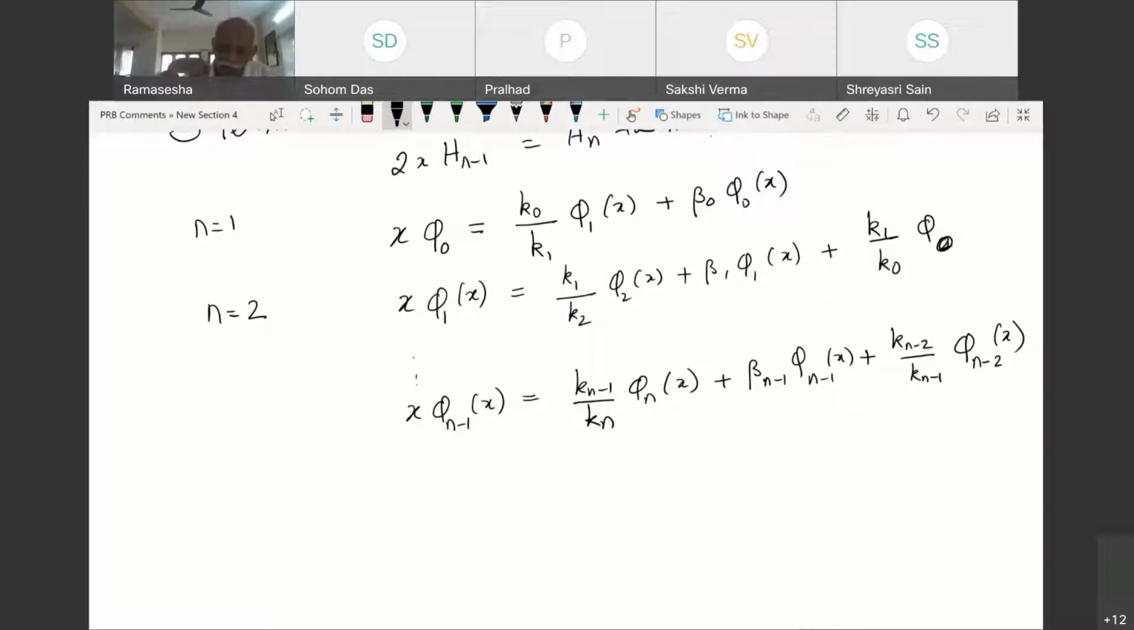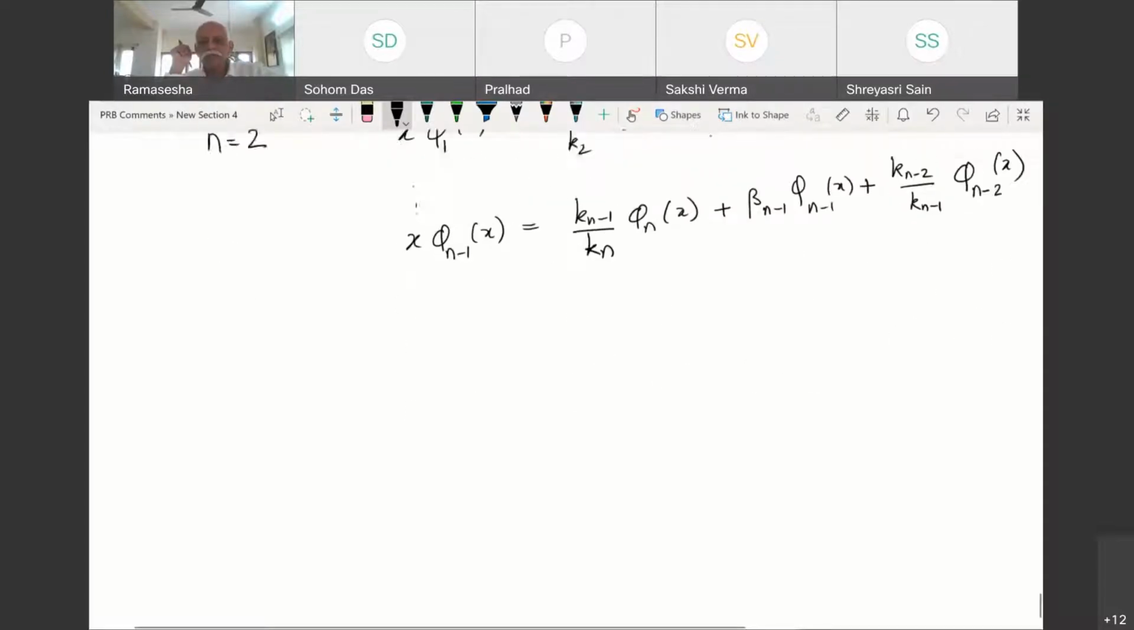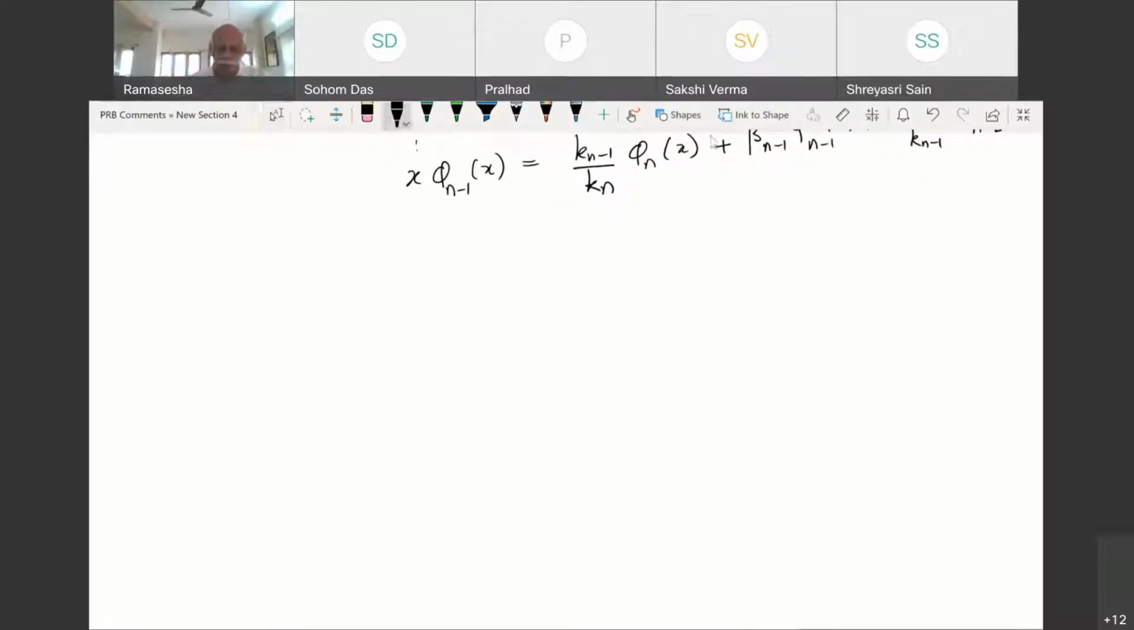So I have a whole set of equations. Okay, so I can write down this whole set as matrix equations, right? So how can I write down this as a matrix equation? I will define a vector which is, let me call it P naught to P n minus 1.